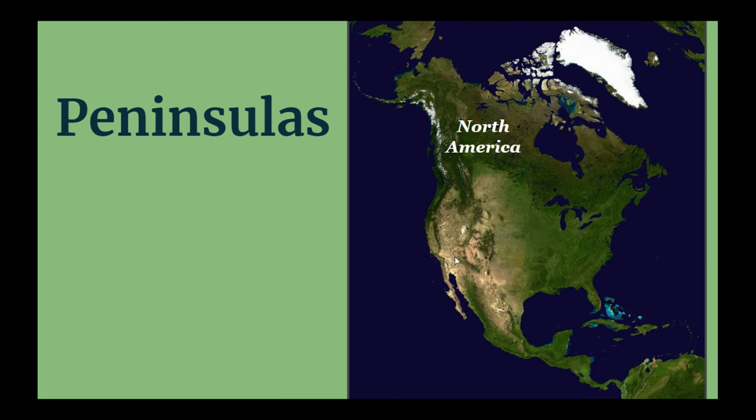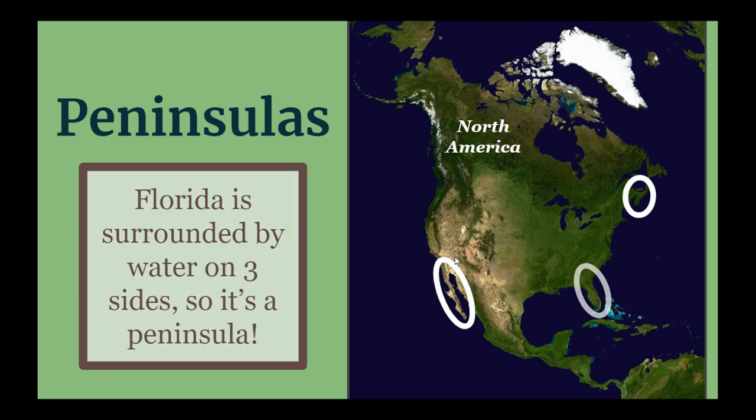Next, we're going to look at some examples of peninsulas on the continent of North America. So there are lots of examples of peninsulas here, but the one that is the most famous for us, I think, is going to be Florida. Florida is surrounded by water on 3 sides, and it's attached to the mainland, the main continent of North America. So Florida is a peninsula.